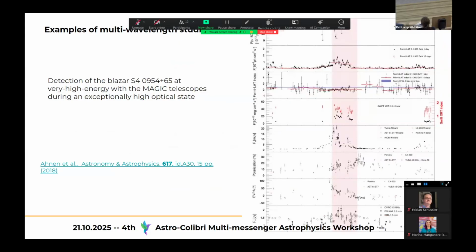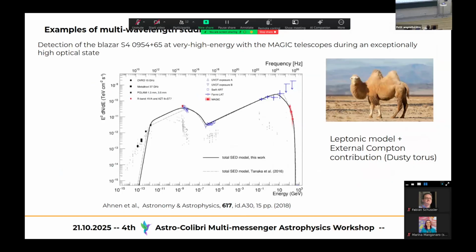Another example, another source, a super interesting flare at very high energy. So we tried to collect a lot of multi-wavelength data. Also here, a lot of holes everywhere, but even here we did our best. We have our camel, we modeled it. Is the model constrained? Well, yes, in the sense that we learned a lot of things from this source, but also here, the leptonic model has to have an external component, and this can be explained in many ways. So it's not really constrained.